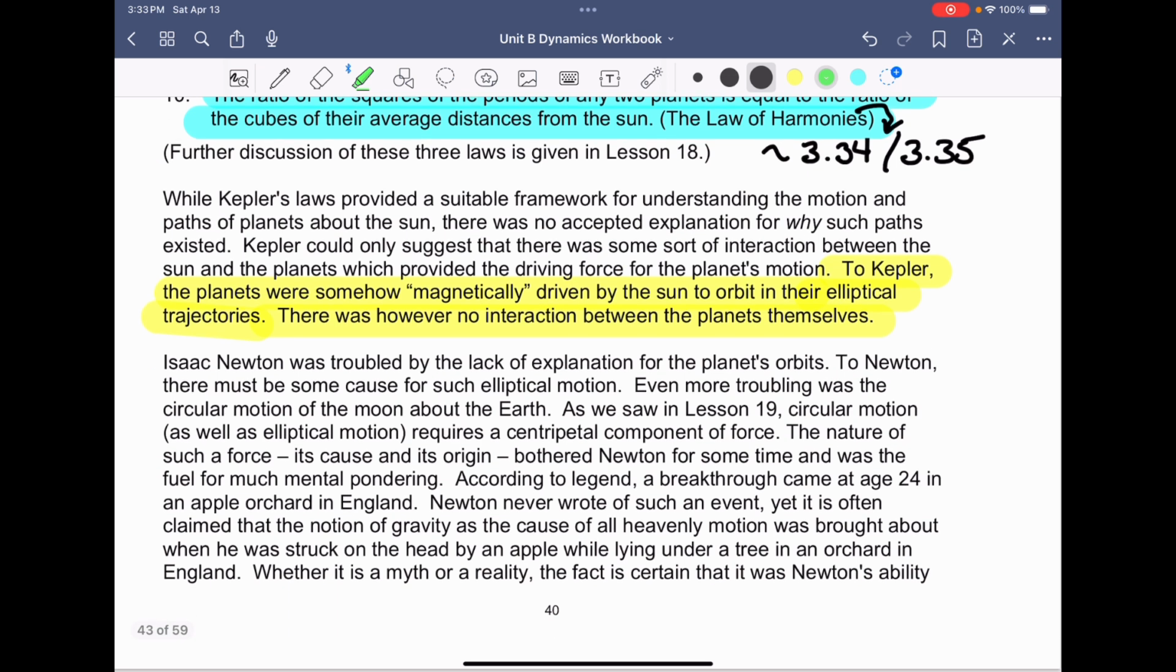And so what Isaac Newton does is he takes this idea that Kepler says that somehow things are magnetically driven to the sun, but then not to each other. And he's like, well, that doesn't seem right. He's troubled by this. So he says, I need to expand upon this and look further into this, because there must be a reason that these things move in that elliptical shape.